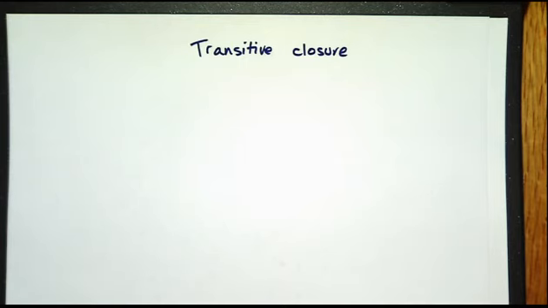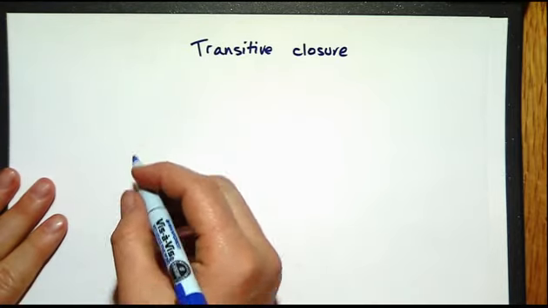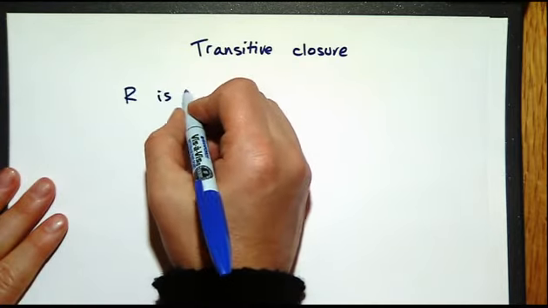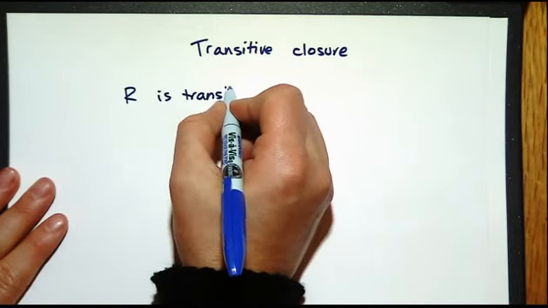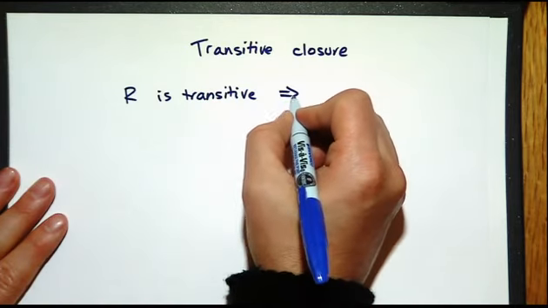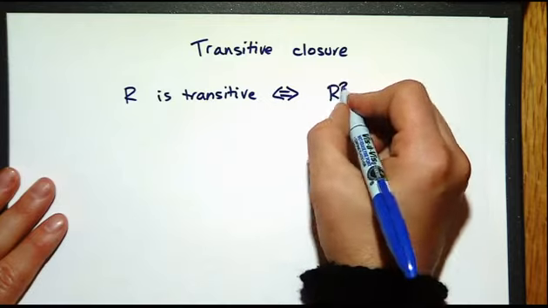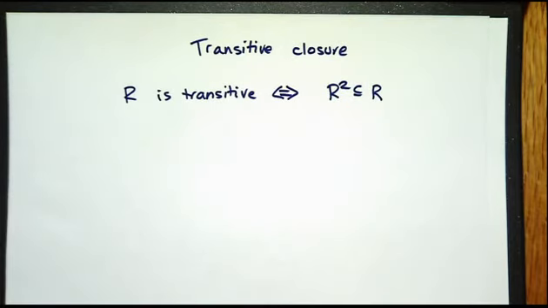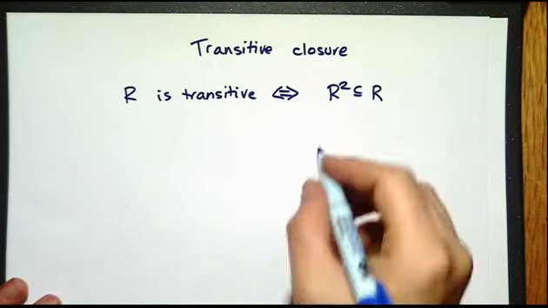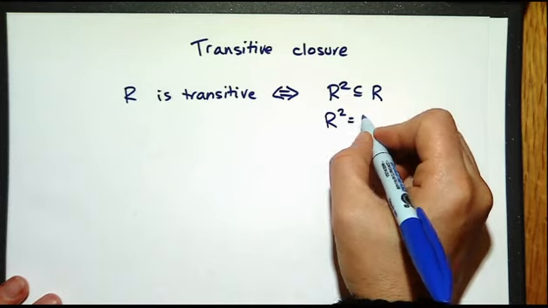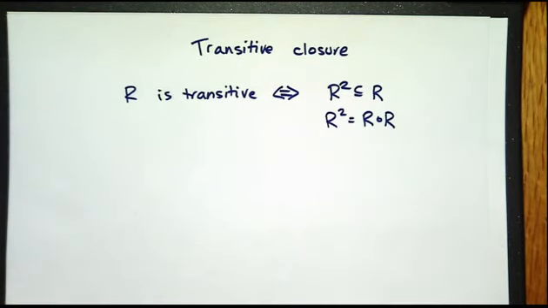Now, the first thing we need to do is to give you a couple of definitions. One is that R is transitive is logically equivalent to saying that R squared is a subset of R. So we talked about composition today, so R squared is equal to R composed with R. So you need to know that. R squared is equal to R little circle R. And that means that you square the matrix for it.